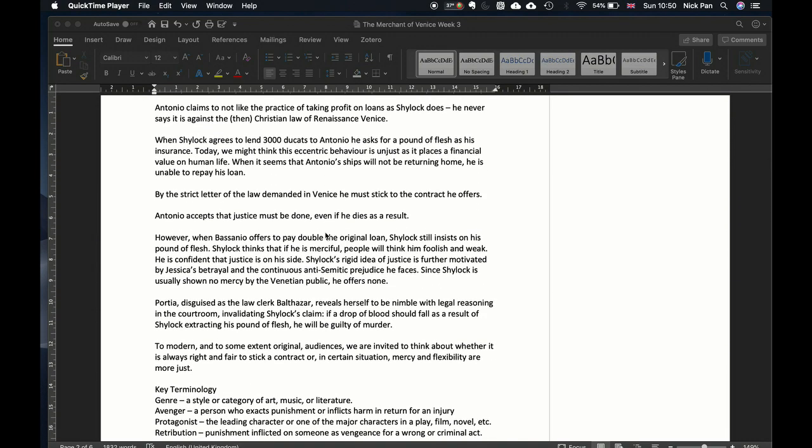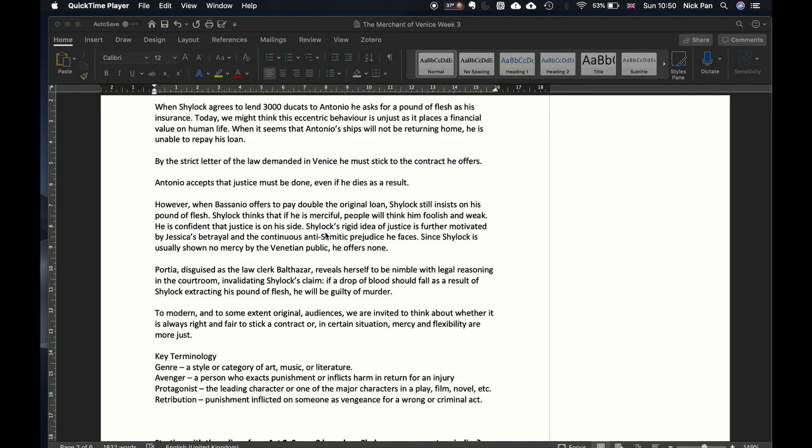So by the strict letter of the law demanded in Venice, he must stick to the contract he offers, and therefore Antonio accepts that justice must be done, even if he must die as a result. However, as we know, when Bassanio offers to pay double the original loan, 6,000 ducats in the court, Shylock still insists persistently on the pound of flesh. Shylock thinks that if he is merciful, perhaps people will think him foolish and weak. He is confident that justice is on his side.